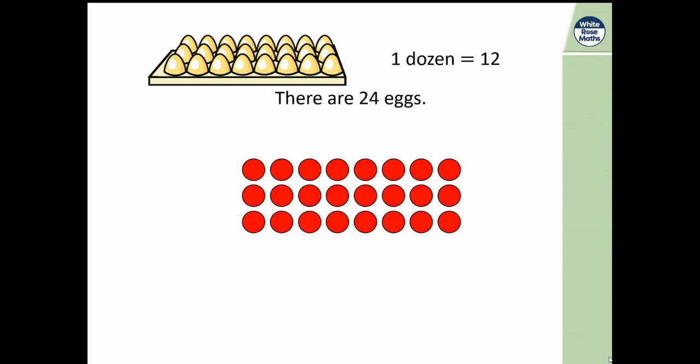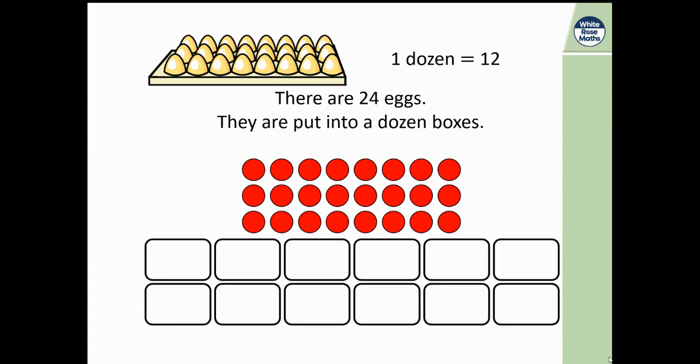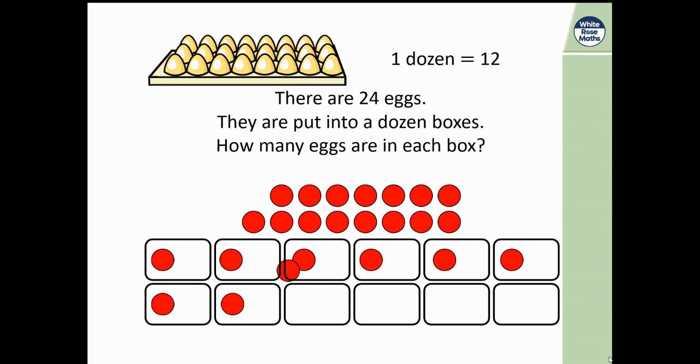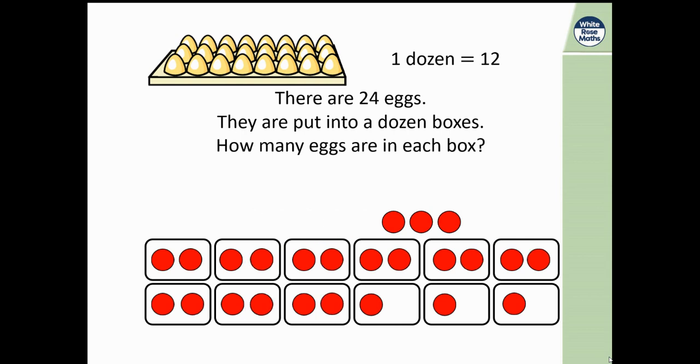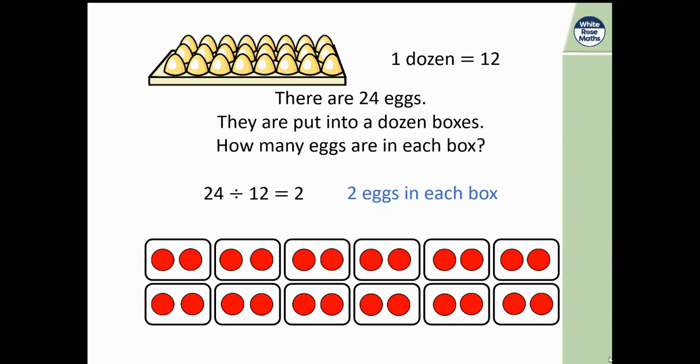If there are 24 eggs, and they are put into 12 boxes, how many eggs will I need in each box? So let's have a look. We'll start putting those in there. So I've got 1 egg in each box, and I've got 12 boxes. And then I'll put another lot of eggs in there. So you can see now that I've got a total of 2 eggs in each box. So 24 divided by 12 is equal to 2. So there are 2 eggs in each box.